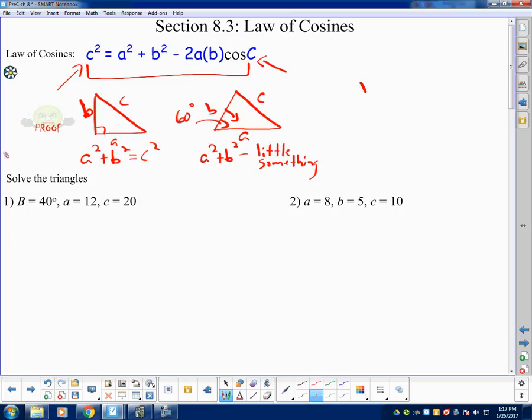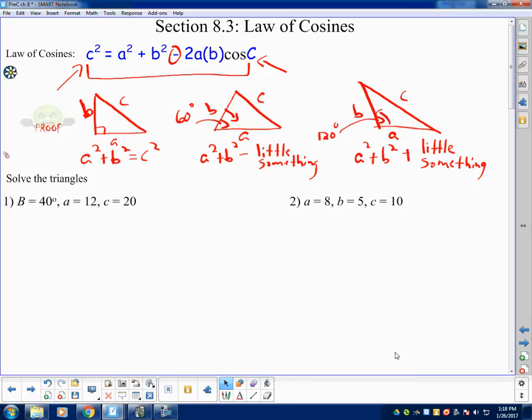If I had an obtuse triangle here, I would actually end up extending C, and so if this were A and this were B, we have A squared plus B squared plus a little something. So consider, if I had a 120 degree angle right here, if I take the cosine of 120, I get negative 1/2. That negative 1/2 with the negative in the formula will change that to a positive and add something to the length of C. So that's the law of cosines.